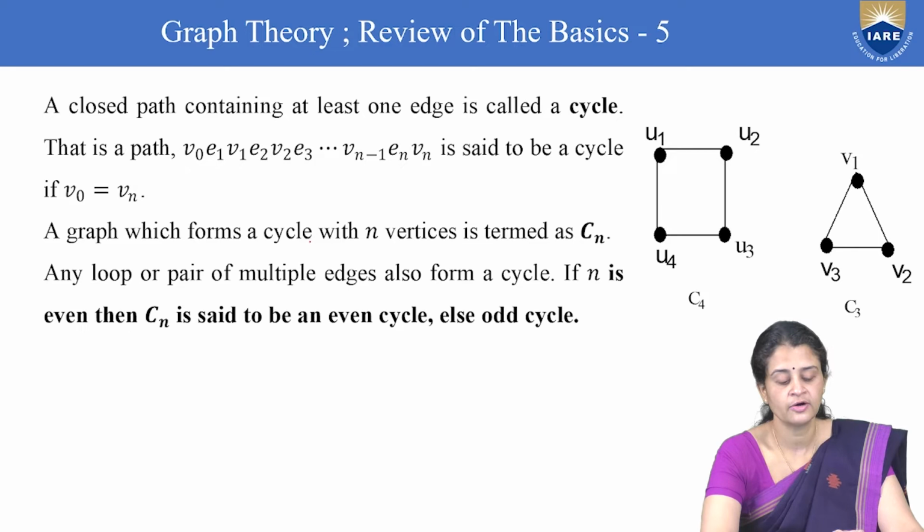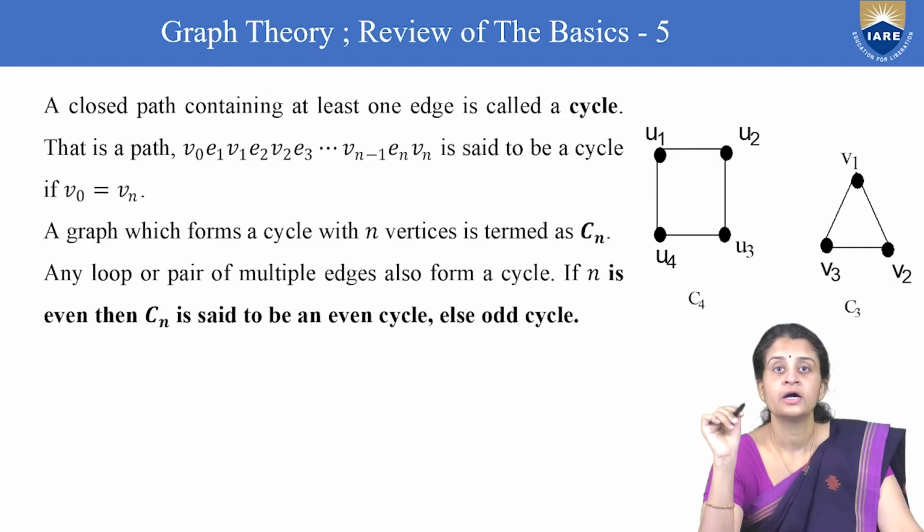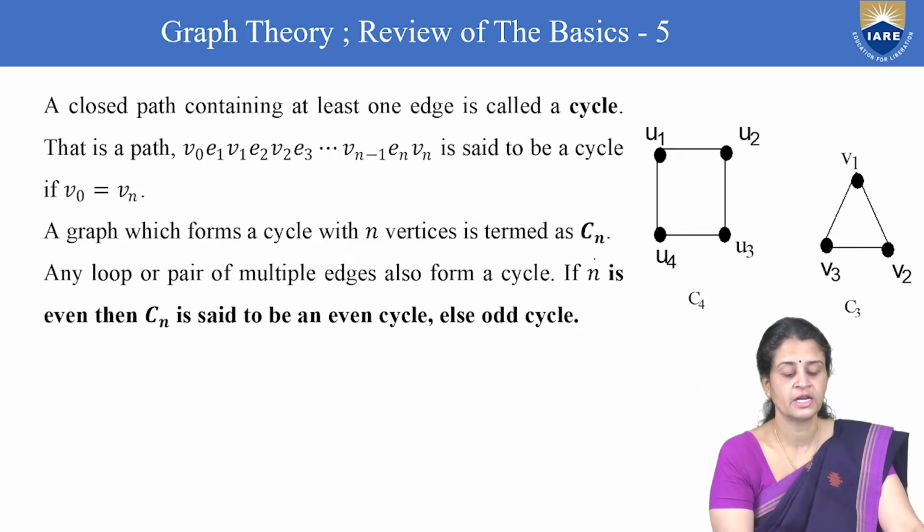A path which forms a cycle with n vertices is termed Cn. We have already seen that a path with n vertices is termed Pn. If a path forms a cycle and has n vertices, then it is termed Cn. Any loop or pair of multiple edges also forms a cycle. If n is even, then Cn is termed an even cycle. Else, if n is odd, then Cn is termed an odd cycle.